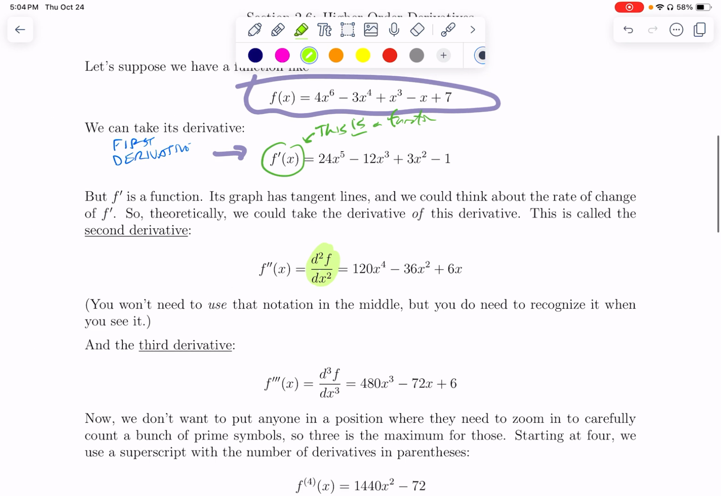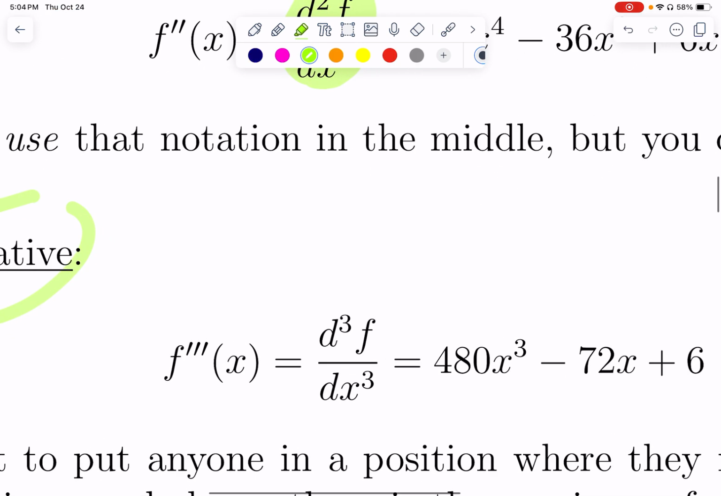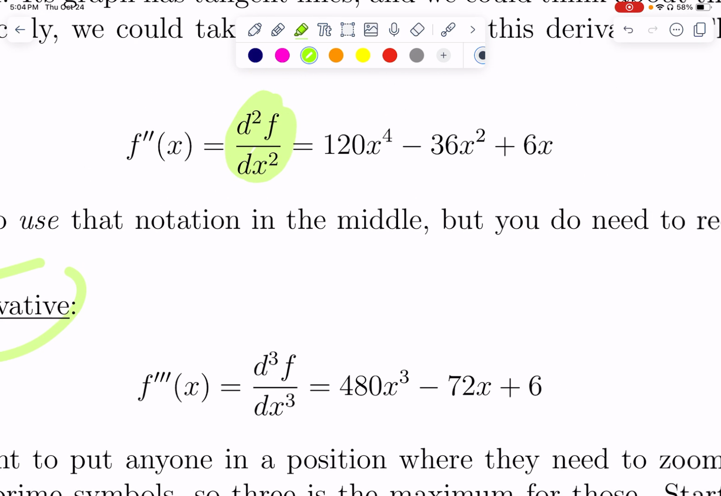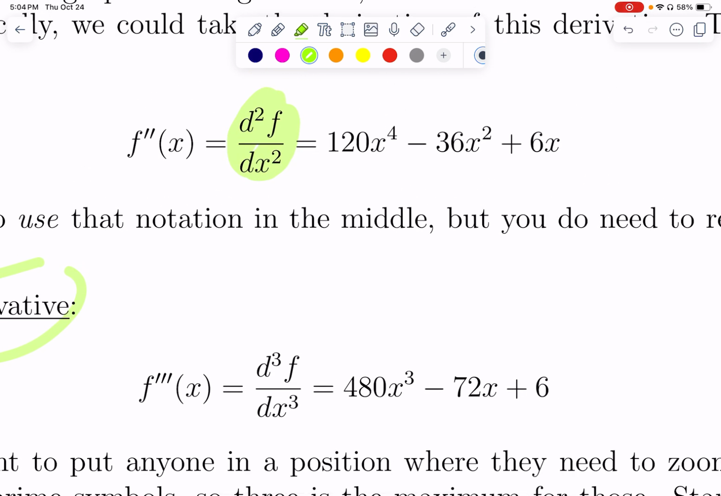And we can keep going. Right? Here's my second derivative. If I take another derivative, that's called the third derivative. And we would write f prime prime prime. Usually we say f triple prime. And I take another derivative, and this time I get 480x to the third minus 72x plus 6. And we can keep going.